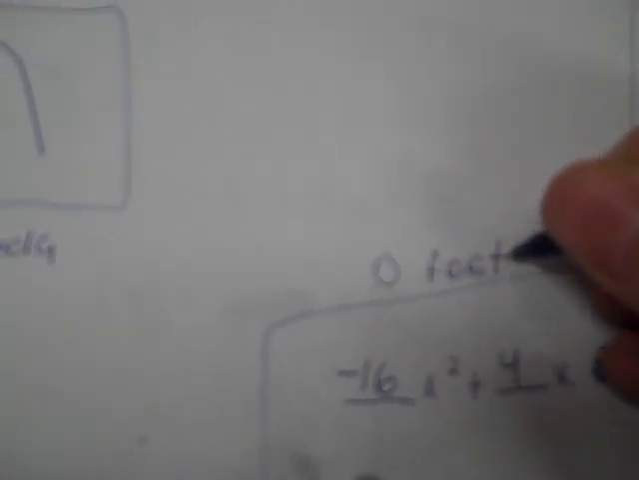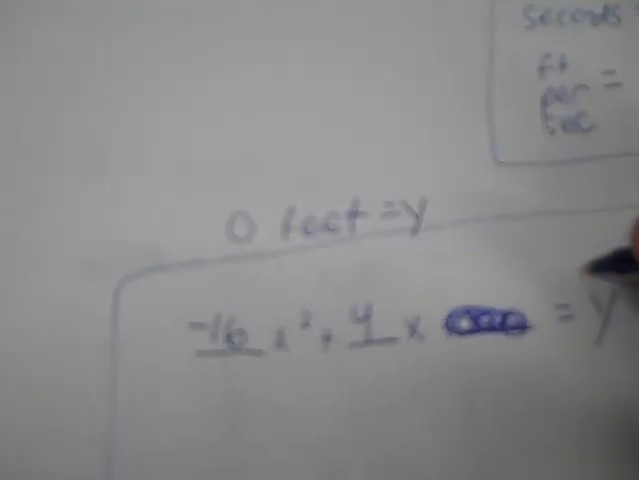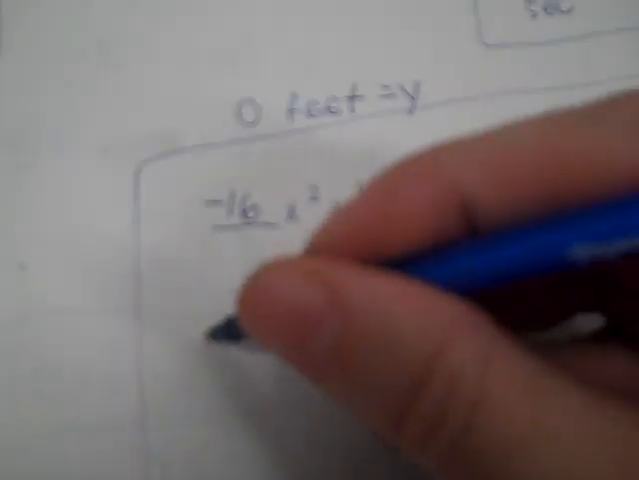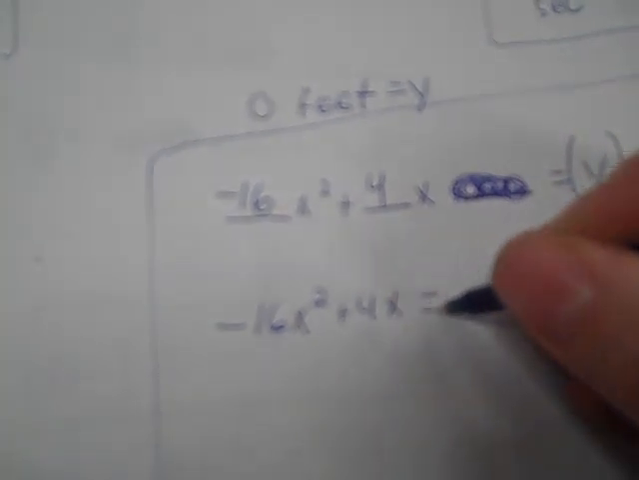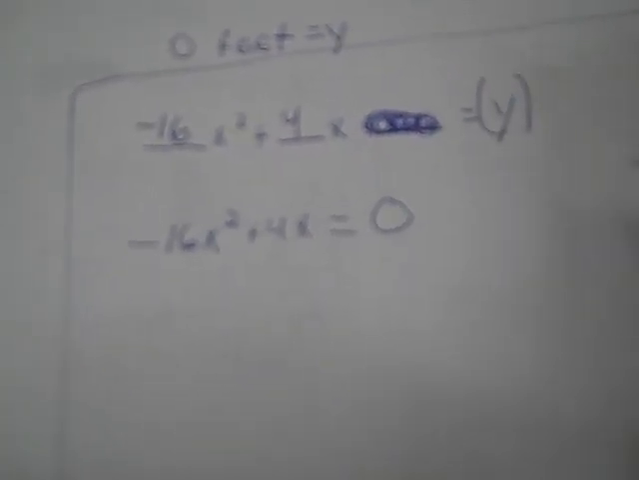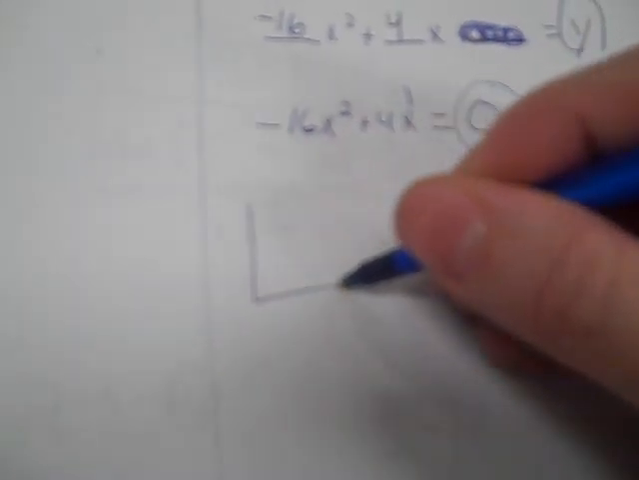Okay, now I want to know when the penguin lands. I want to know when he's down here. Well, again, that's 0 feet. So I'm going to replace, and feet is y, so I replace the y. So negative 16x to the second power plus 4x equals 0. Okay, now I have two answers for x, and I have an x to the second and an x to the first. Two different types of x's now. So I need to see my 0. It's there. And now I can make my GCF box.